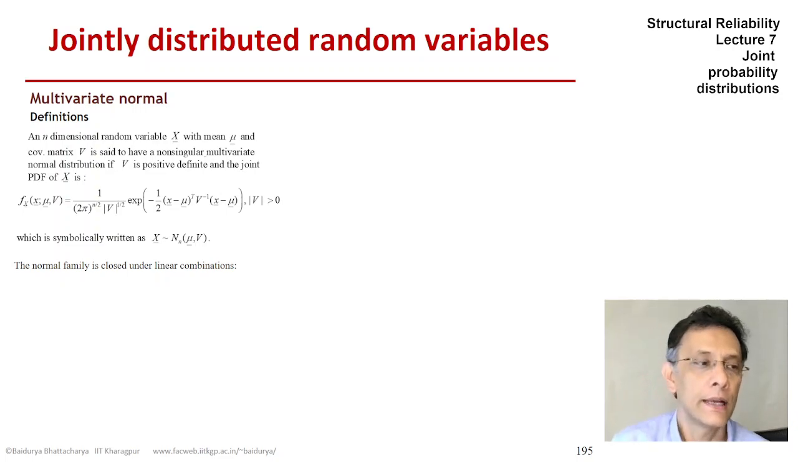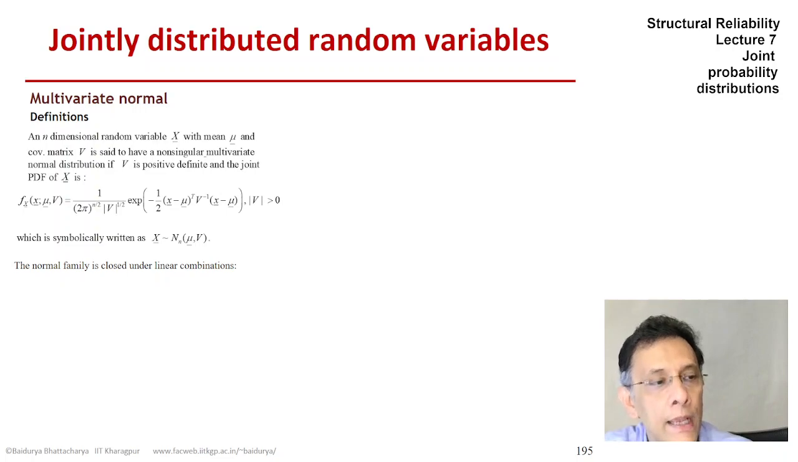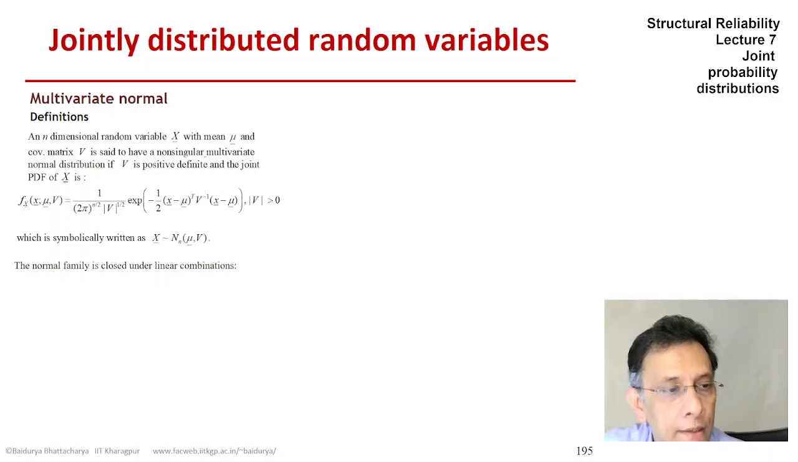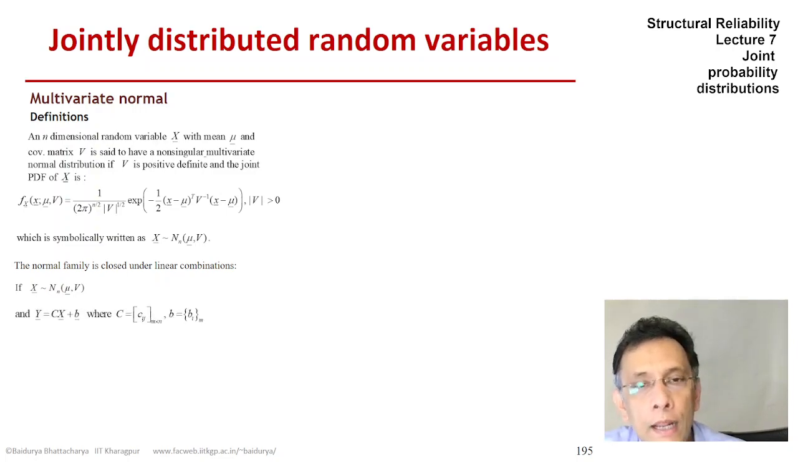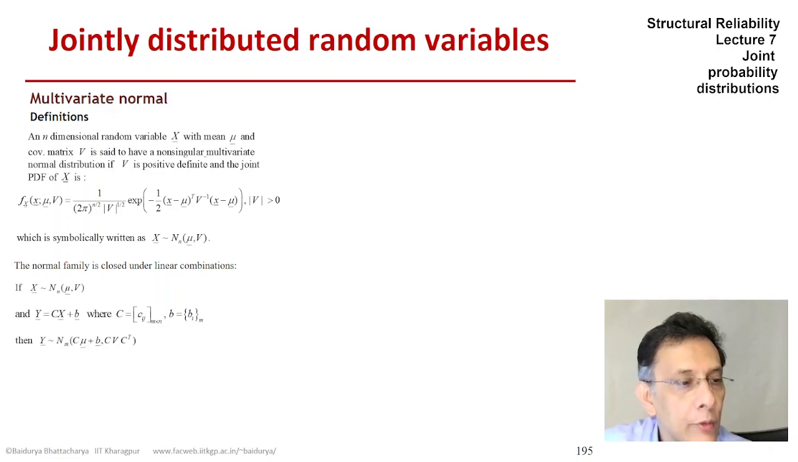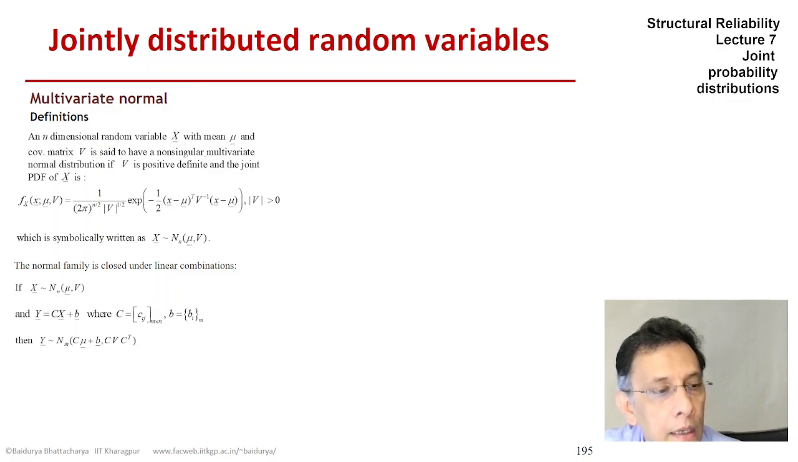A very important result is that the normal family is closed under linear combination. So if I start with this random vector x and combine its components with the help of coefficients C and add another vector B, the new random vector that we get, Y, which in general is m-dimensional, is also normal, with the mean vector and the covariance matrix as you see on the screen. The mean vector mu is multiplied with C, and the vector B is added to obtain the mean of Y, and the covariance matrix of X is pre-multiplied and post-multiplied by C.